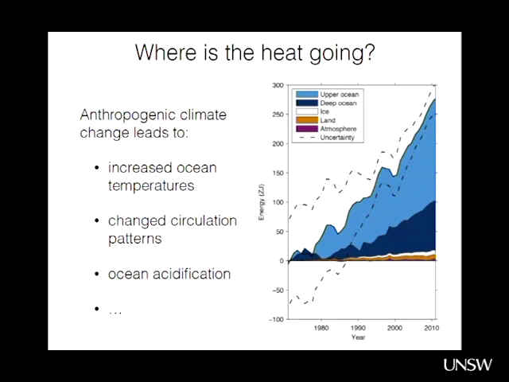A lot of it's still going into the upper ocean, because as we've seen, the deep ocean takes a long time for traces to get down there. So if we're thinking of heat as a tracer, it's still going to take a long time before the deep ocean starts to really catch up with all the extra heat.